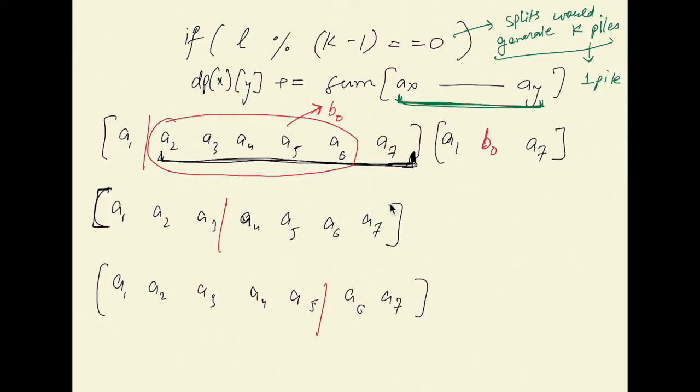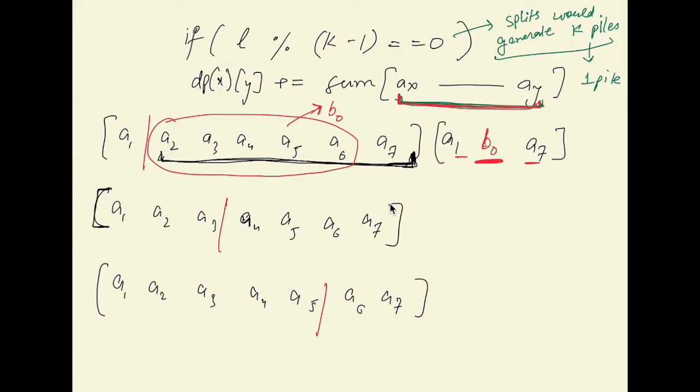So the answer for sub problem 6 would only contain the cost B0, the cost to merge these 5 guys, but it will not include the cost to merge A1, B0 and A7. We have to add that by adding this sum from AX to AY. So this is the final merge cost.